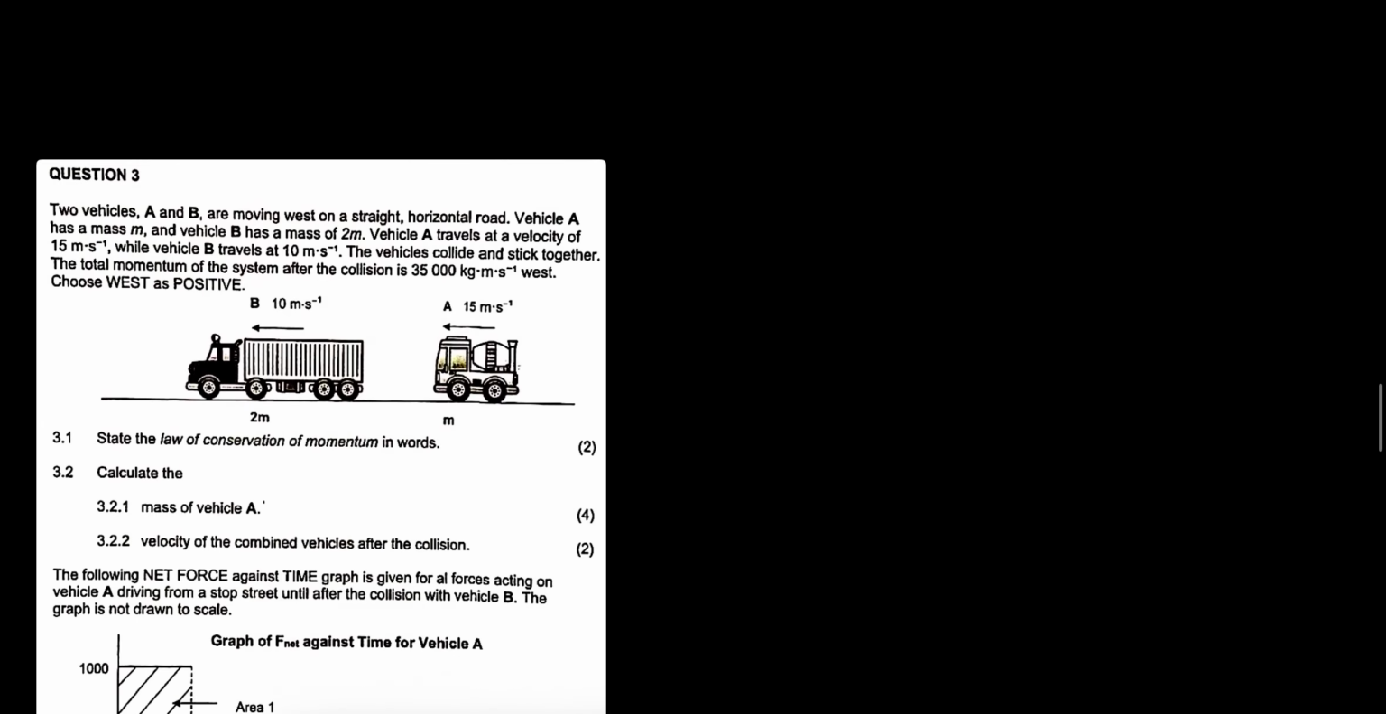Okay, so now as we move on to the next question, the statement says that two vehicles, A and B, are moving west on a straight line. I mean on a straight horizontal road. So we are given a direction, the direction that they're moving in is west. So it's very important to indicate the direction.